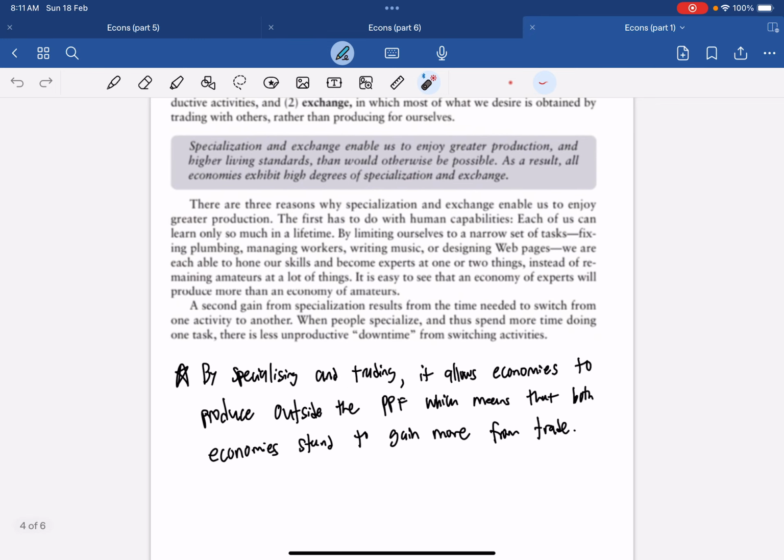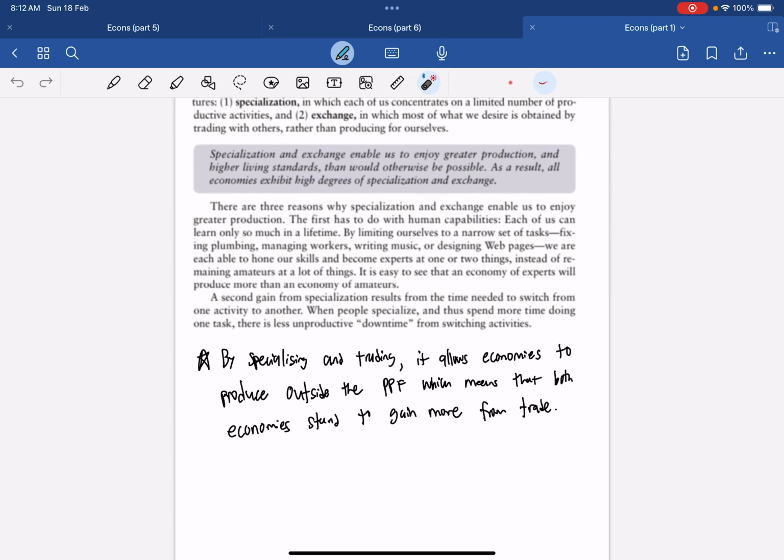So, what are some reasons for why specialization and trade allow the economies to produce more? Well, it is due to human capabilities. You can only learn so much in your lifetime. So, if some other people are specializing in a certain field, then we call them to have comparative advantage. We will take a look into comparative advantage later.